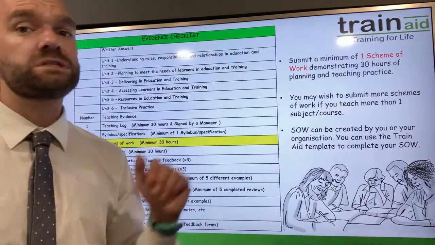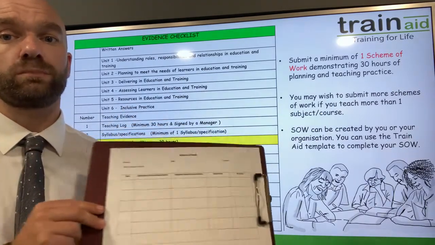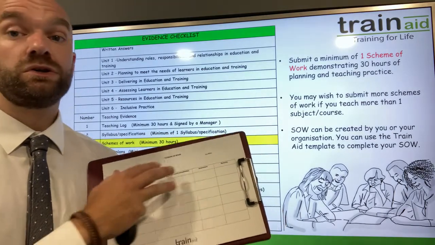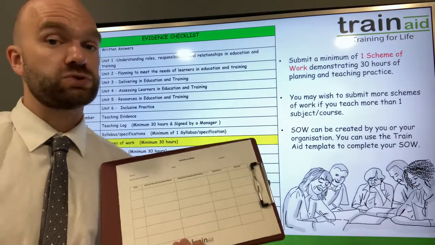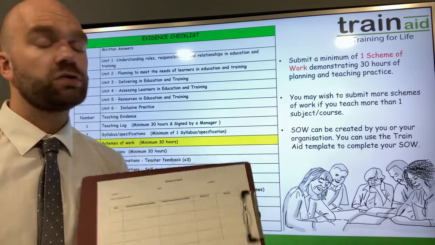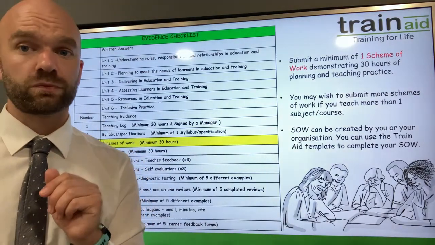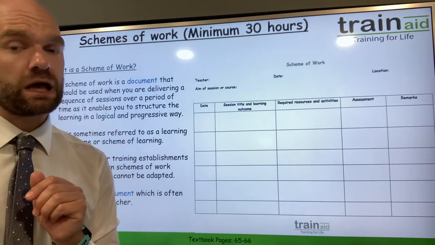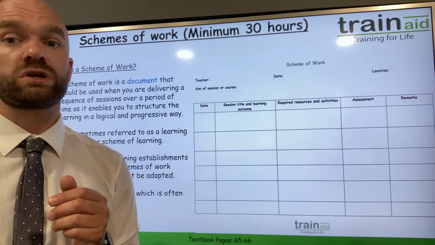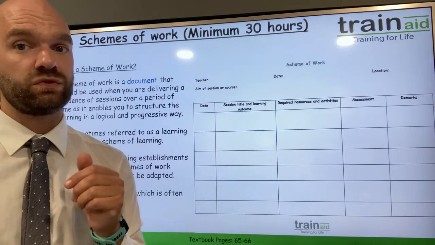So in terms of the schemes of work, you can of course use the blank scheme of work provided by TrainAid and Highfield Qualifications. You can use our completed schemes of work guide to give you an idea of how to create and produce a scheme of work, or of course you can submit your own organisation schemes of work as well. We are now going to have a look at what the purpose is of a schemes of work. So if you're new to schemes of work, we're just going to explain and we are going to answer some of the most commonly asked questions for this criteria.